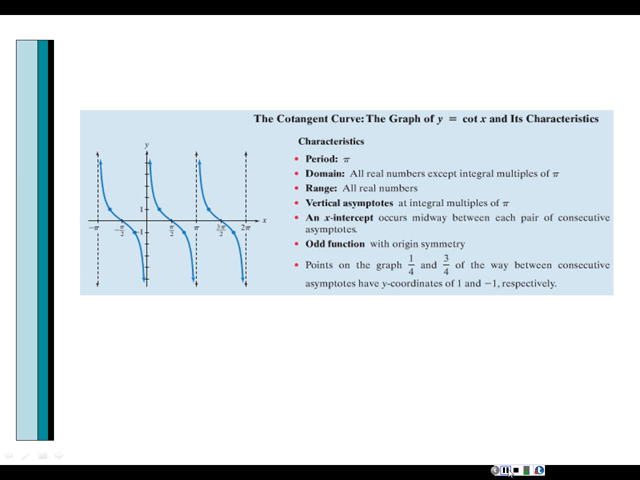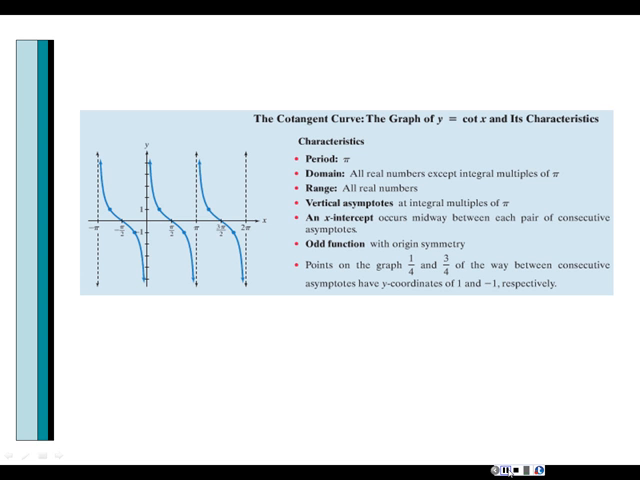Okay. So what is the difference between cotangent x and the tangent x? Because remember, the original tangent x was undefined at every pi by 2. But this is undefined at pi. So an x-intercept occurs midway, just like the earlier one, because it's always the midpoint between each pair of consecutive asymptotes.